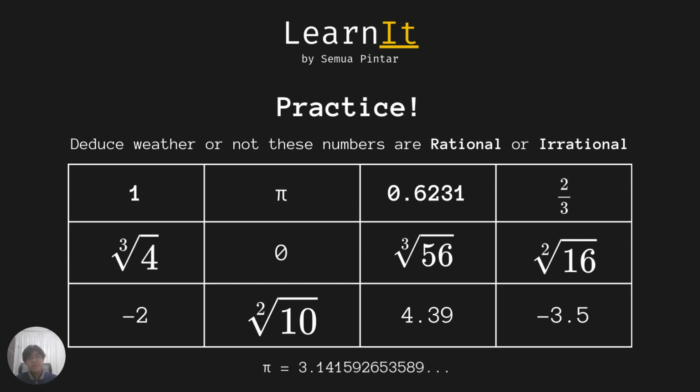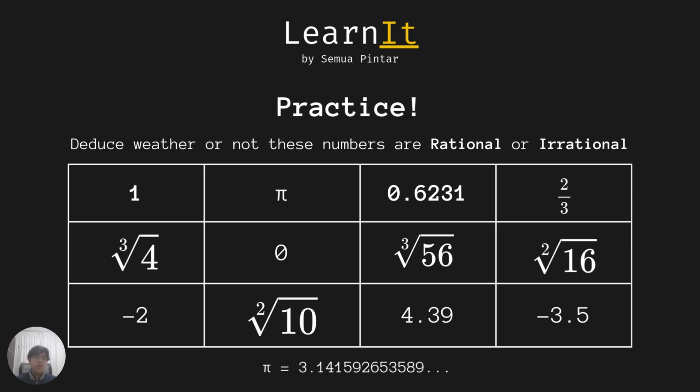So let's try a quick practice. Deduce whether these numbers are rational or irrational. We have the numbers 1, pi, which is 3.14159 and so on, a never-ending decimal, 0.6231, 2 over 3, the cube root of 4, 0, the cube root of 56, the square root of 16, negative 2, the square root of 10, 4.39, and negative 3.5. If you'd like to attempt this, just pause the video first and resume once you have your answer.